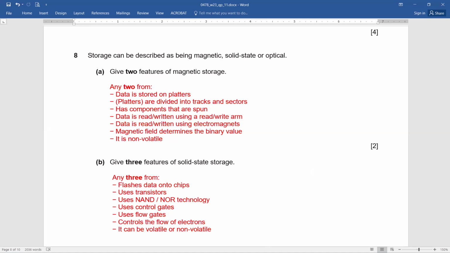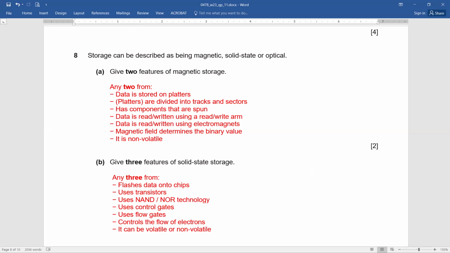Isn't it easy? Now, part B. Give 3 features of solid-state storage. By the way, this is what we have been discussing, that the few terminologies that you need to know about magnetic storage were the platters, the read-write heads, the tracks and sectors, and how the disk is spinning at a very high speed and the data is written on it. The binary values are written on it, and if someone wrote that magnetic storage is non-volatile, that will also be giving him the marks.